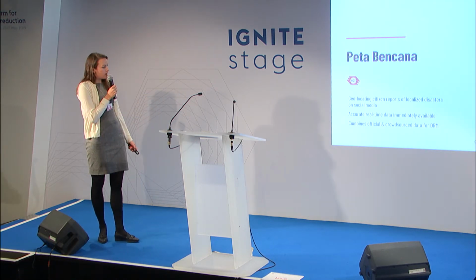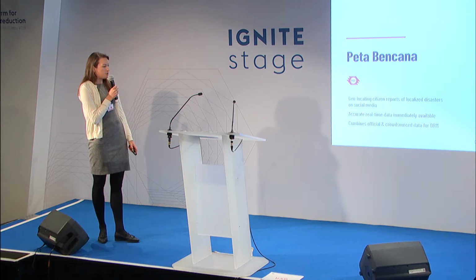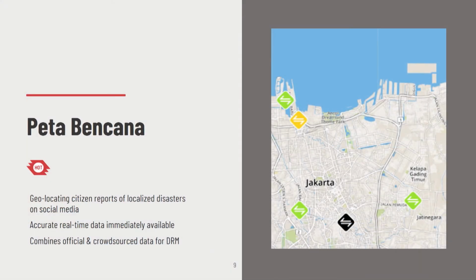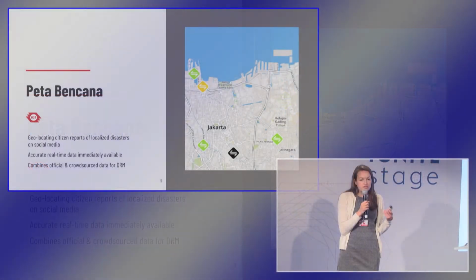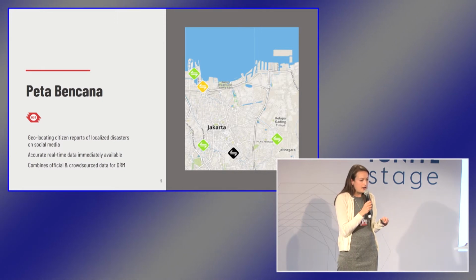And then the final example that I wanted to share is Peta Bencana, which is a program from Indonesia. We've been mapping Indonesia in quite some detail for many years, working with the Disaster Risk Management Agency, which is a really nice example of one of the first adopters of this crowdsourced, citizen-generated data for formal government use. And on this platform, essentially, individuals send in reports via social media of flooding in their local area.